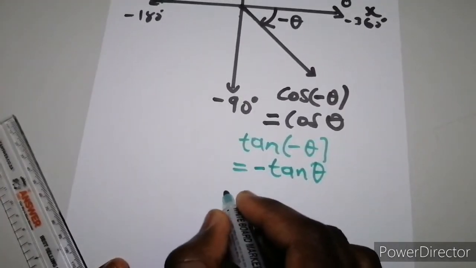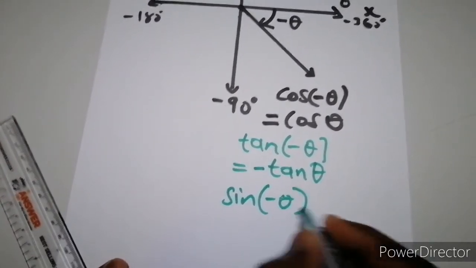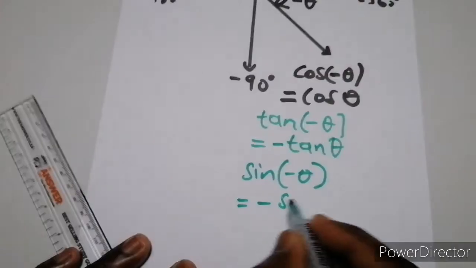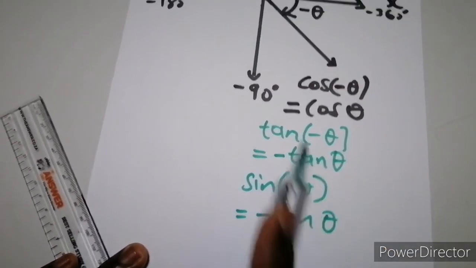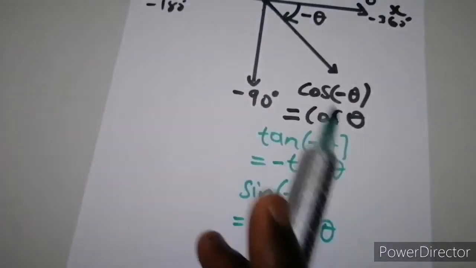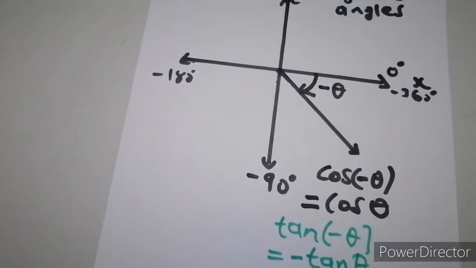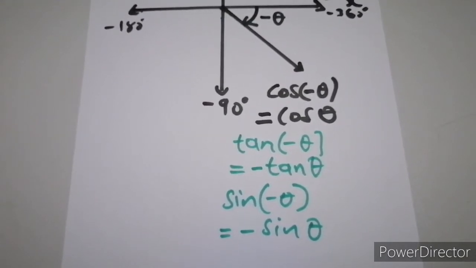The sine of a negative theta is equal to minus the sine of theta, because the sine of an angle in the fourth quadrant is negative. This is about rotation of the arm going in a negative direction. Let me show you an example from the question that I gave you in the homework, because most of you struggled with that one.